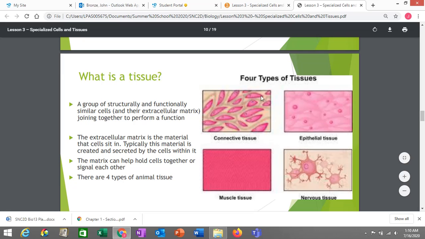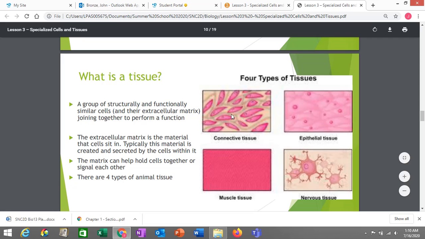So where does this come from? Well, usually this matrix is actually made by the cells themselves, right? Remember what we were saying about how you can have organelles work together to export proteins? Well, some of the things that a cell is exporting, whether they be proteins or sugars or fats or other things, some of those things will stick around, kind of around the cell, and form an environment that will help the cell do its job.